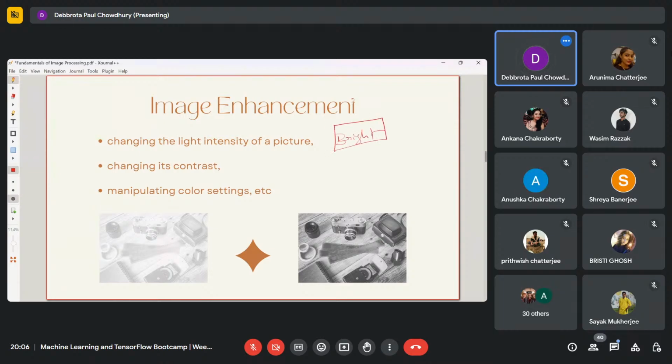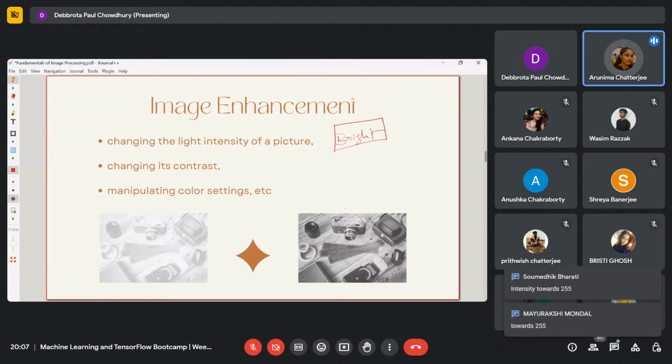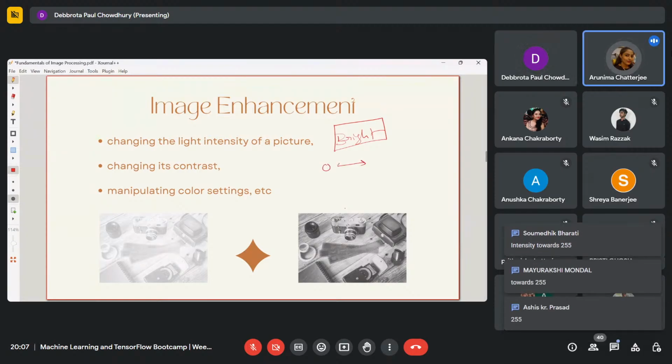So if I ask you, let's say, it will be interactive, okay? Otherwise, it will be boring. So tell me, if one image is bright, then would the intensity value be towards 0 or towards 255? If you guys want, you can unmute your mics to answer.